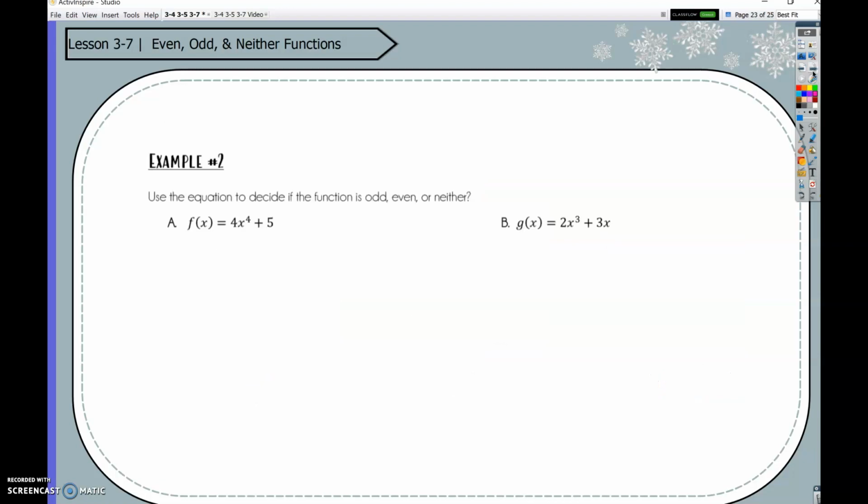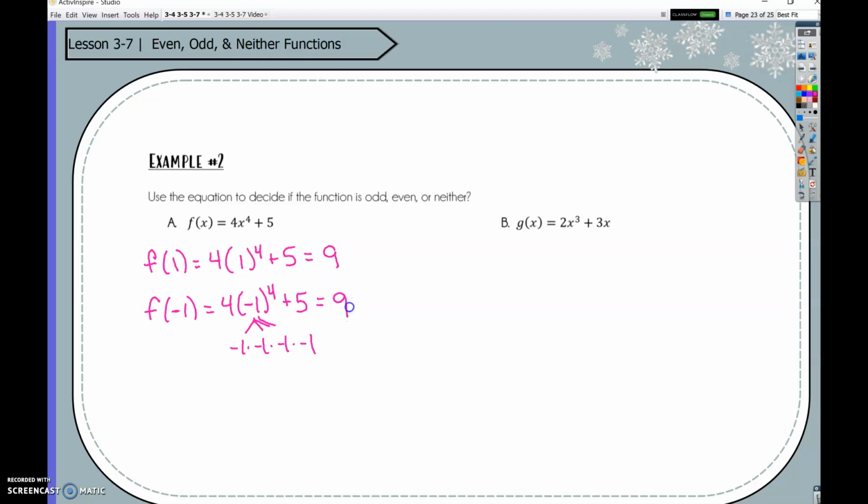Now with equations, using more of an algebraic approach, I might try plugging in 1 to this equation. That would mean 4 times 1 to the 4th plus 5. That gives me 9. When I plug in -1, let's see what our answer is, remember, this would be like -1 times -1 times -1 times -1. That's going to be a +1 times 4, and that's still going to give 9. Because these came out the same, it means my function is even.